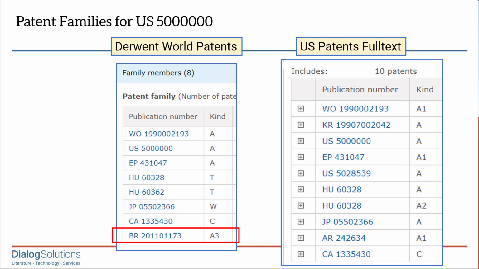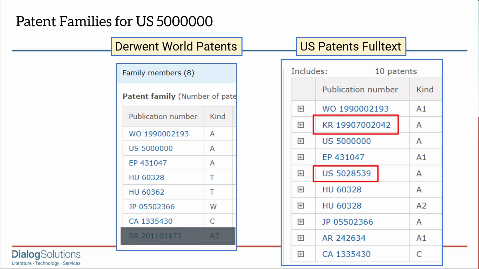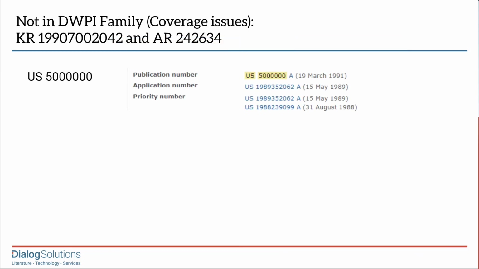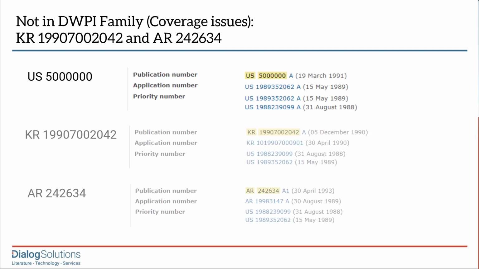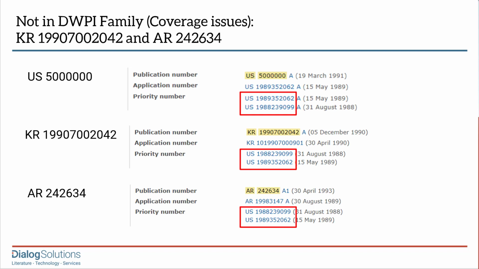So the Derwent family really has just 7 patents, and the Fulltext database adds these 3 additional patents from Korea, the US, and Argentina. If we look at the priority numbers for US 5 million, and then for the Korea and Argentina patents, we see in all 3 cases it's the same 2 numbers, the ones ending in 2062 and 9099. So these patents are similar enough that I believe Derwent would have put them in the same family, except that Derwent doesn't have any record for these patents.